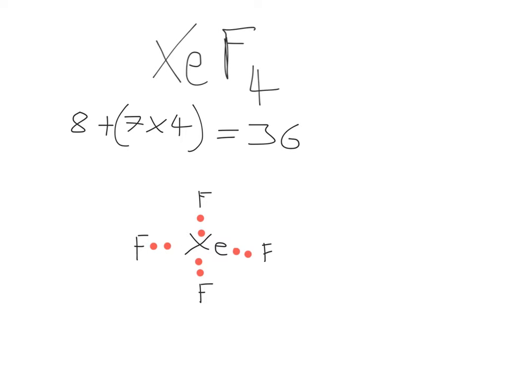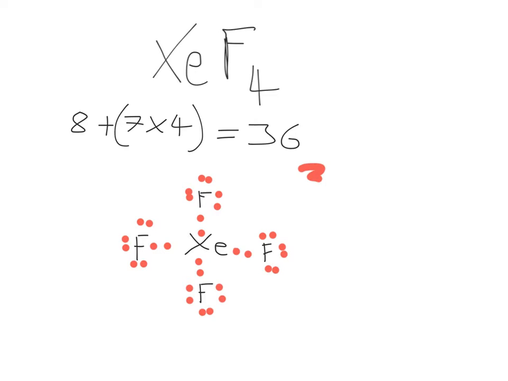The next step is to add the electrons around the outer elements. So we're not going to touch xenon, we're just going to do fluorine. We're going to count as we go. We've already added 8, so the next one is 9, 10, 11, 12, 13, 14, 15, 16, 17, 18, 19, 20, 21, 22, 23, 24, 25, 26, 27, 28, 29, 30, 31, 32.